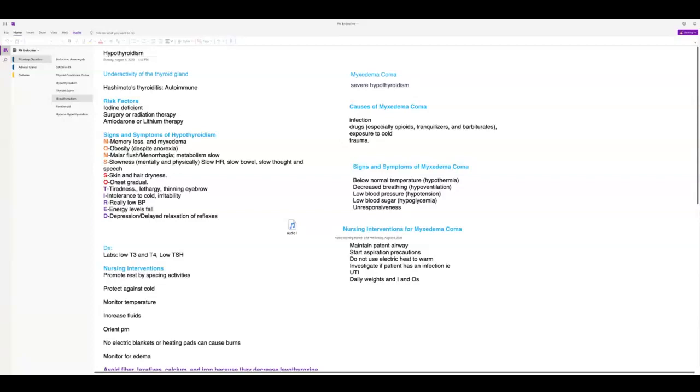Metabolism is slow and menorrhagia. So in hyperthyroidism, they have amenorrhea. Okay. S is for slowness, both mentally and physically. So they can have depression, right? They're going to have a slow heart rate, slow bowel, slow thought, and speech. S is for skin and hair dryness. O is for onset gradual.